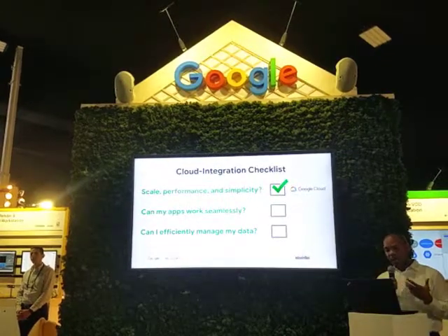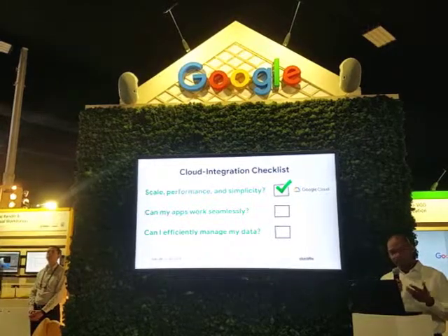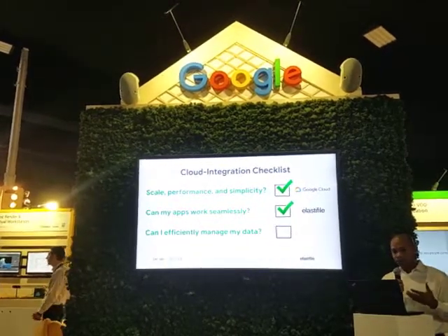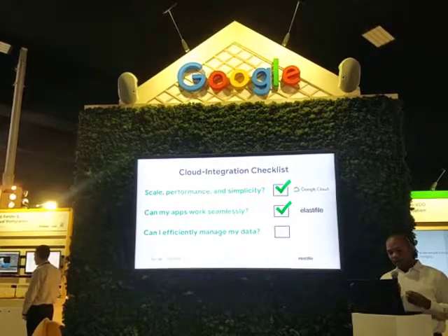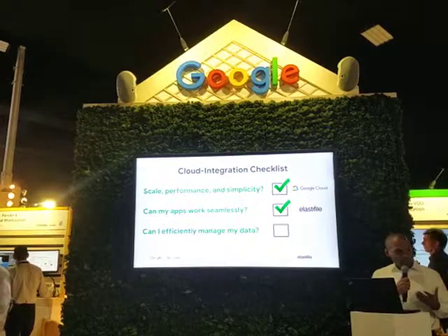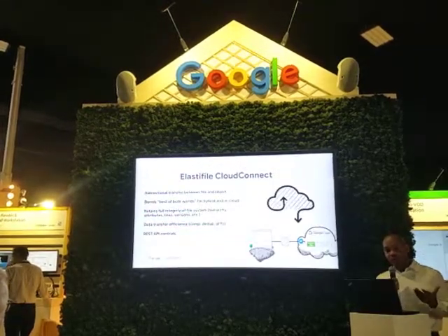So when we think about making the applications work more seamlessly without having to change them or refactor them, going back to our checklist, I think we've got that covered. We've given them a POSIX-compliant file system, which is exactly what they're expecting. So what about the final criteria? How do you efficiently manage the data? How do you get it from point A to point B? And how do you manage it efficiently in the cloud? Well, we have a solution for that as well.